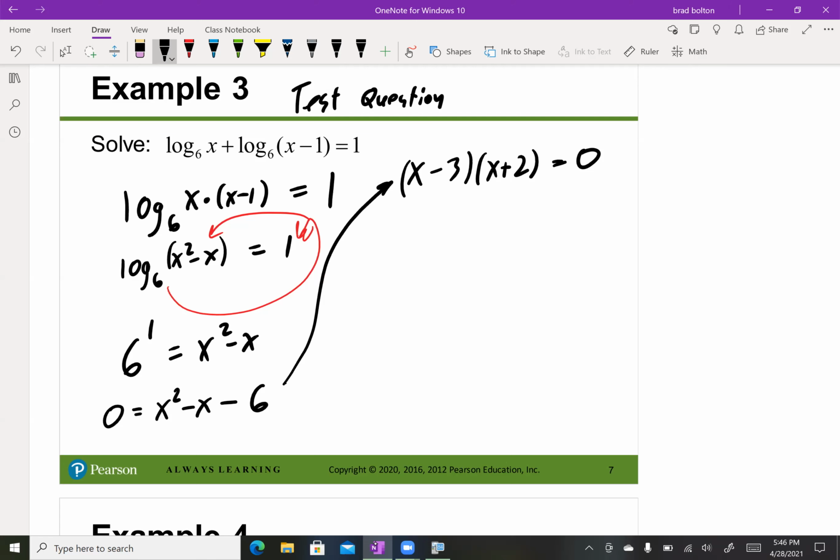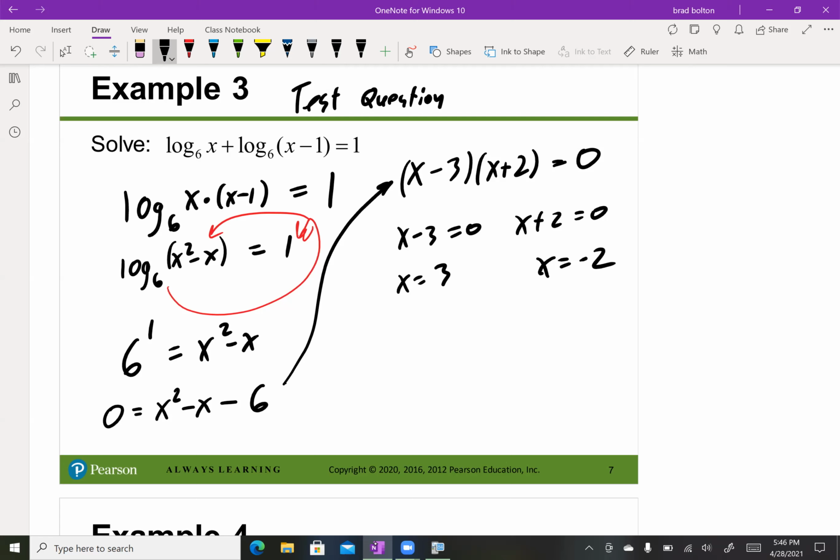So that's factoring negative 6. Let's just make sure that's right. x minus 3, x plus 2. Yep, sounds good. So then we have x minus 3 equals 0 and x plus 2 equals 0. So x equals 3 and x equals negative 2.